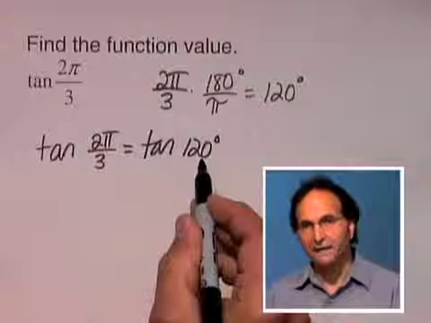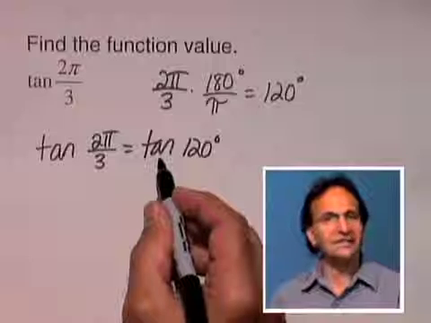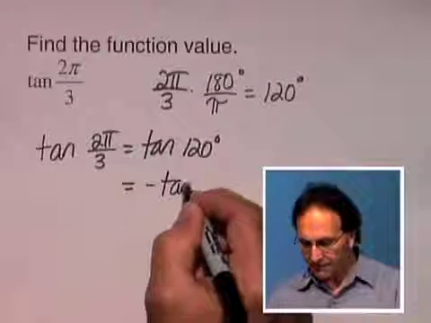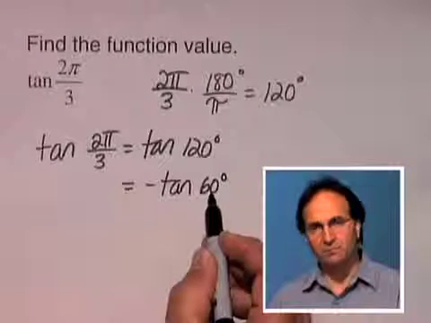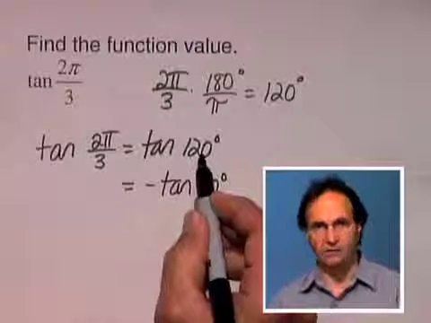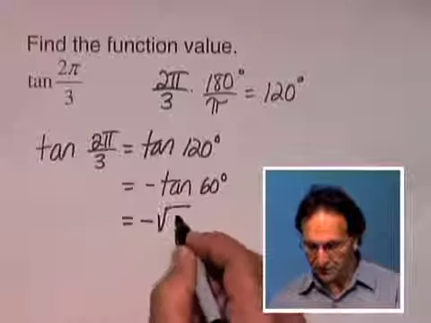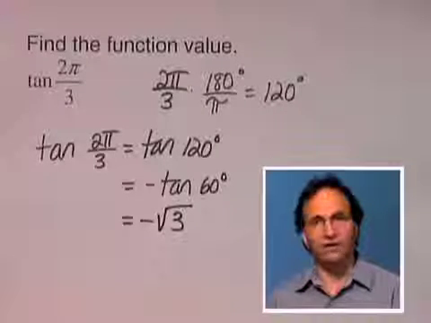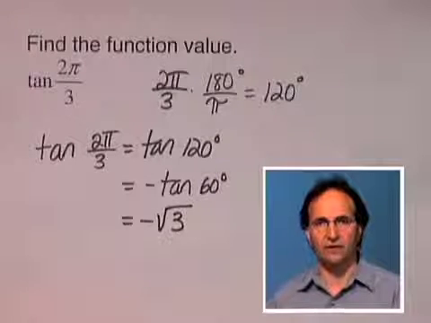120 degrees is in the second quadrant, where we know that tangent is negative. So this would be equal to negative the tangent of 60 degrees, 60 degrees being the reference angle for 120. And so then we know that this is equal to negative the square root of 3. So tangent of 2 pi over 3 equals negative the square root of 3.